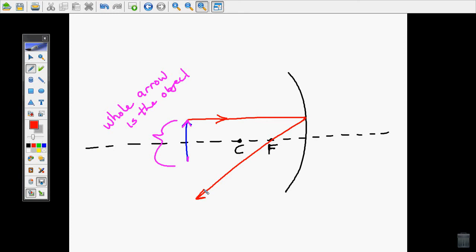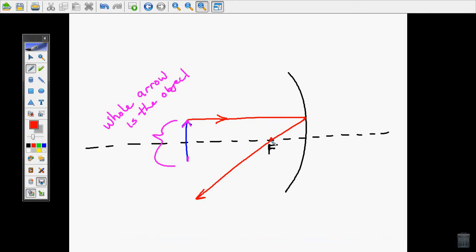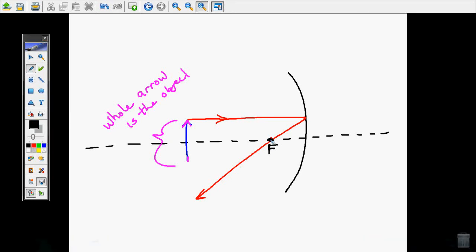And you know what? I'm going to move my center of curvature back because on my diagram it wasn't quite perfect. However far back the focal point is, the center of curvature should be twice as far.